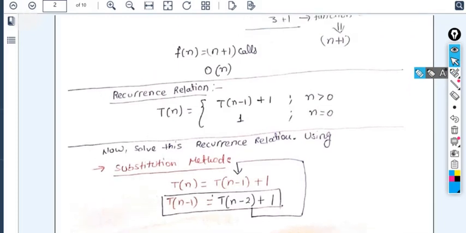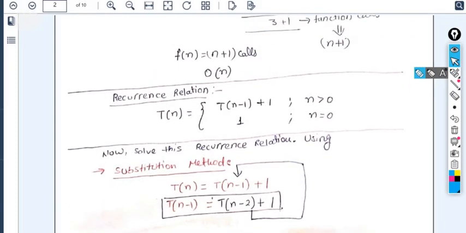1 is the constant time that we are taking at last, like for printing the values. So after calculating this, we can combinedly write these things: T(n) = T(n-1) + 1, where n should be greater than 0.